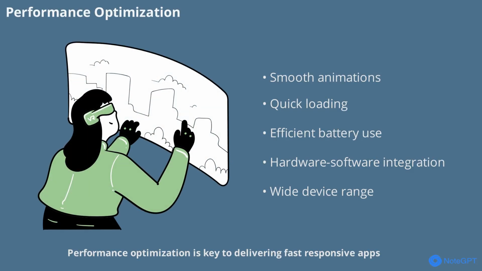Performance optimization is key to delivering fast, responsive apps. Developers test and tweak code to ensure smooth animations, quick loading times, and efficient battery usage. iOS devices benefit from Apple's hardware-software integration, while Android developers must account for a wide range of devices. The goal is always to provide the best possible experience for users.